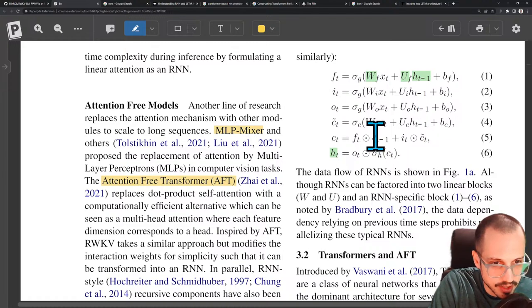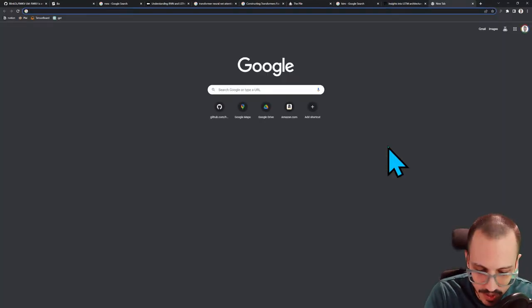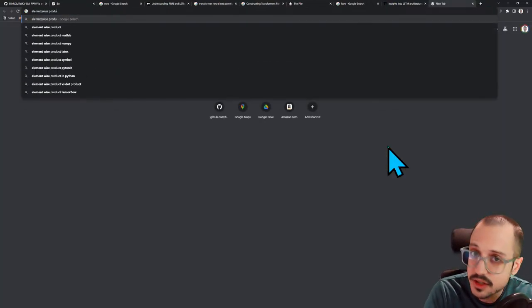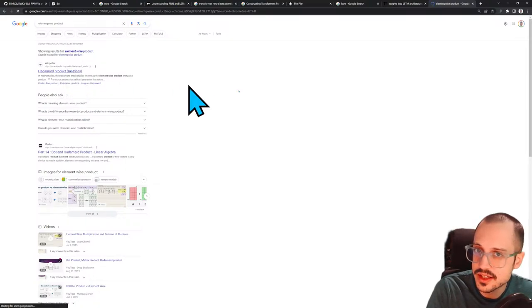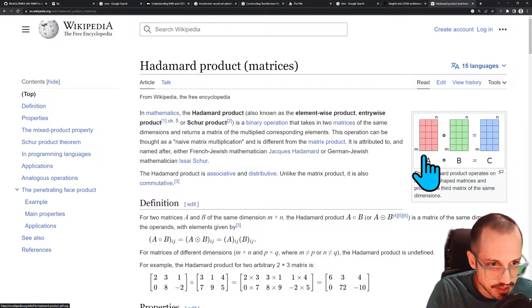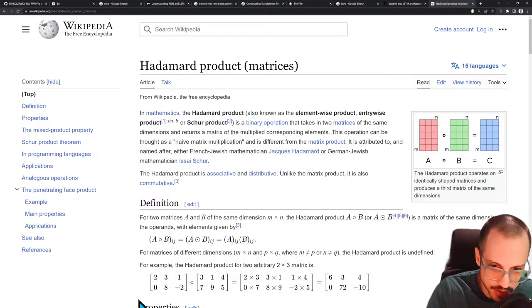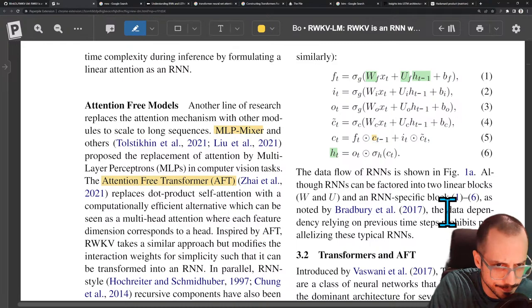This little dot here often means the Hadamard product, which is basically just an element-wise product. You just multiply everything by everything. So this first element by the first element to get the first element, the second element by the second element to get the second element. So if you multiply an M by N matrix with an M by N matrix, you get an M by N matrix. So it's not an actual matrix multiplication. It's an element-wise matrix multiplication. So you're going to get the same size matrix out of that.